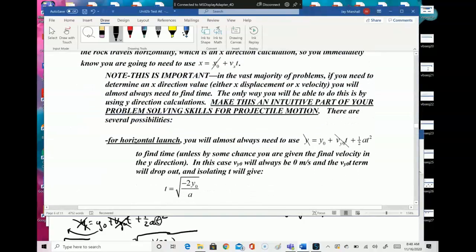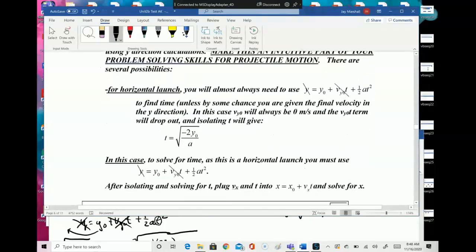So here in my notes, I said in the vast majority of problems, if you need to determine an x direction, you will almost always need to find time. The only way that you'll be able to do this is by using y direction calculations. Make this an intuitive part of your problem-solving skills for projectile motion. For horizontal launch, you can memorize this if you want to. I'm not going to give it to you on the test, but some of you might know this.